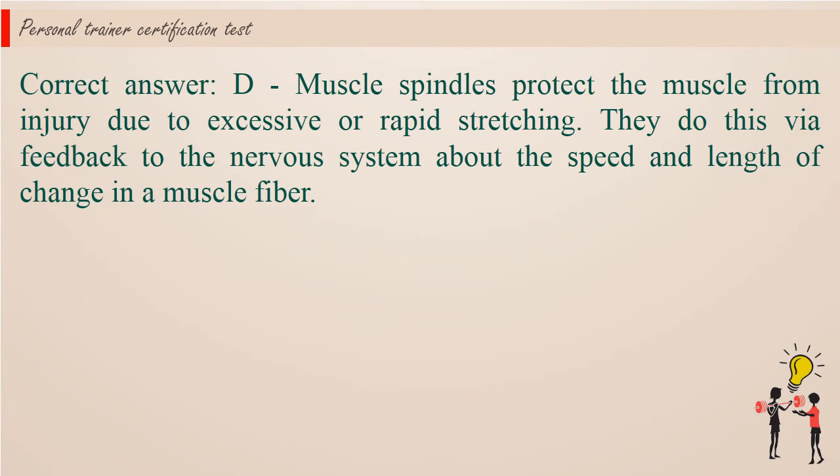Correct answer, D. Muscle spindles protect the muscle from injury due to excessive or rapid stretching. They do this via feedback to the nervous system about the speed and length of change in a muscle fiber.